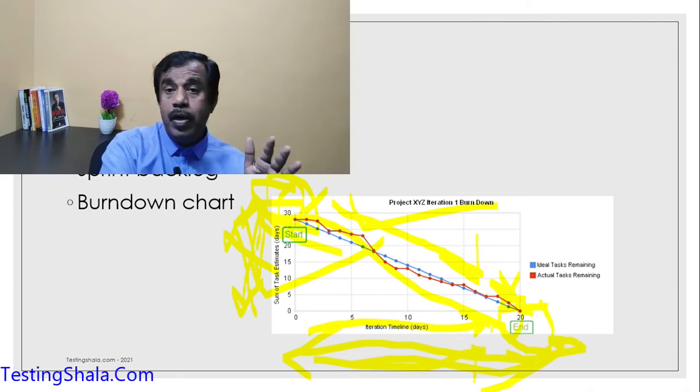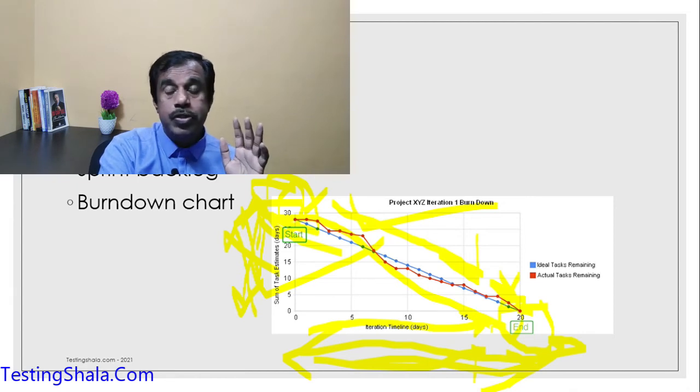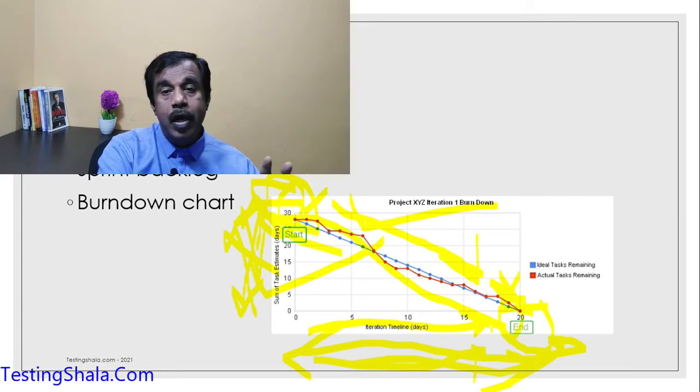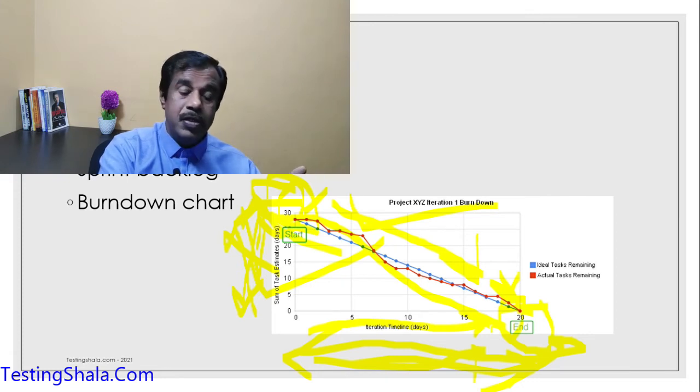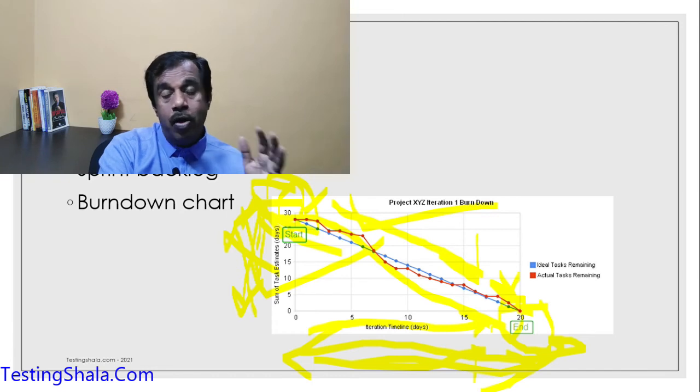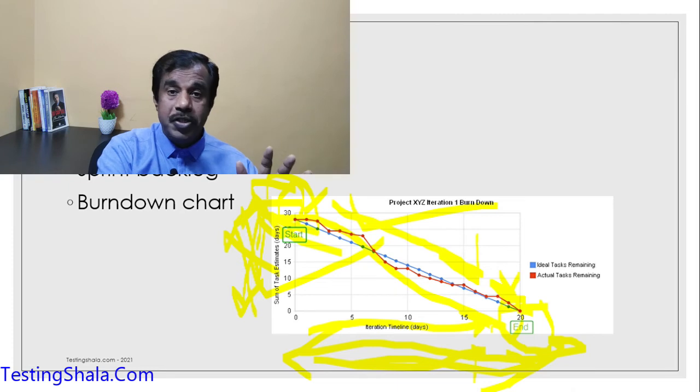So that is how the burn down chart would look, and it would be seen by all the stakeholders to ensure this is a very transparent graph that everybody can see. If it is really deviating, the Scrum Master has to highlight it to all the stakeholders and get the right attention from them to solve or mitigate the issues and risks.